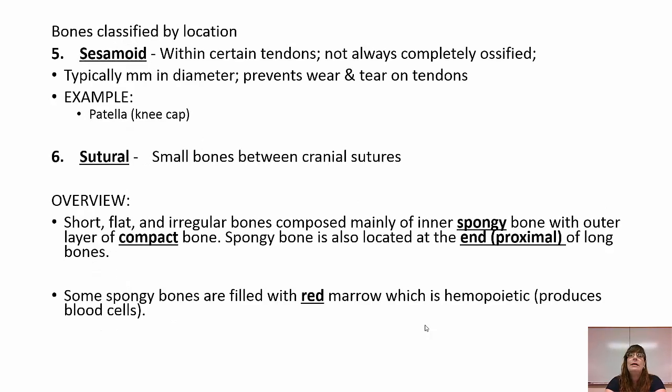Sesamoid bones: certain tendons have these, and they're not always completely ossified, so they're not always hardened all the way. The best example is the patella. They're typically millimeters in diameter, but their point is to prevent wear and tear on tendons, so they're very important.